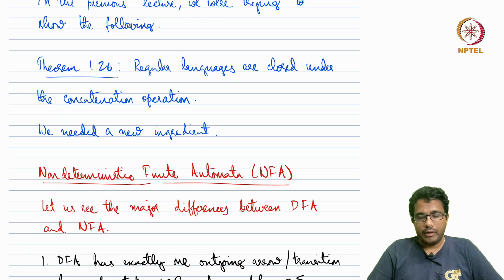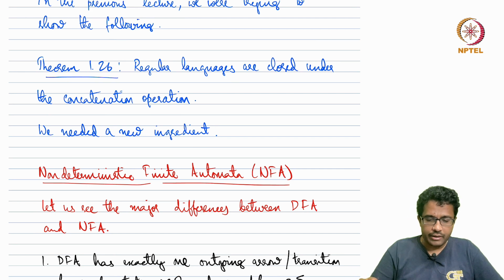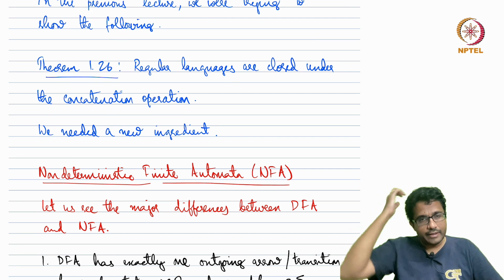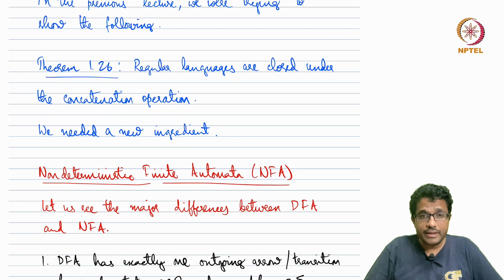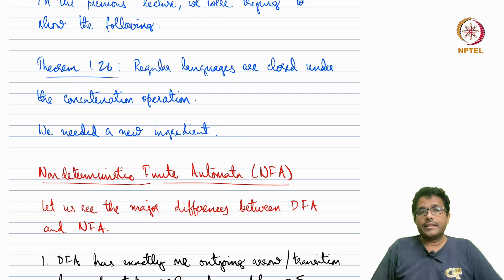It's a model that is similar to DFA but seems to have a bit more power. It's called NFA in short. It is non-deterministic finite automata. So the definition is the same, except that instead of deterministic, we have non-deterministic. So let's see what are the major differences between DFAs and NFAs.